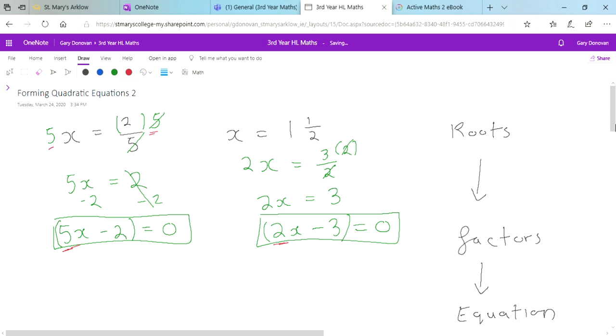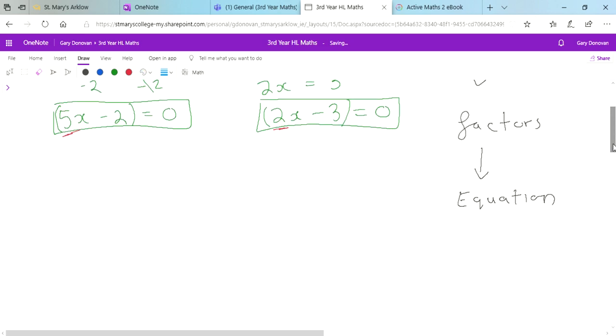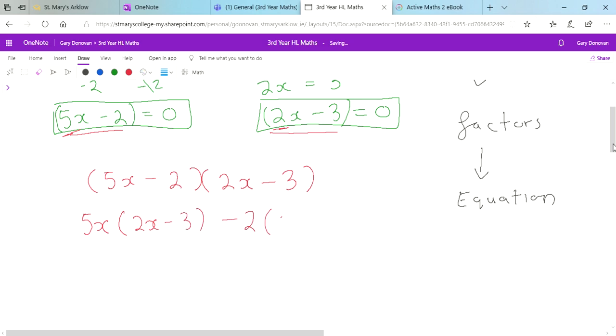Last step then is to turn this into an equation. So to turn it into an equation, we get our two factors and we multiply them out. So we have 5x minus 2 multiplied by 2x minus 3. That's 5x multiplied by 2x minus 3, minus 2 multiplied by 2x minus 3. 5x times 2x will be 10x squared. 5x times minus 3 will be minus 15x.